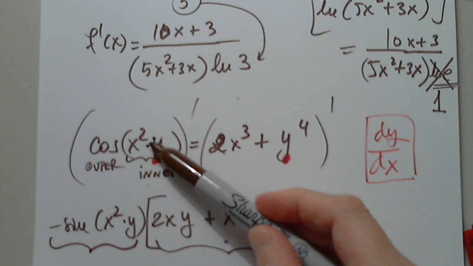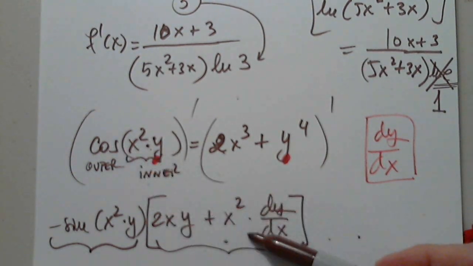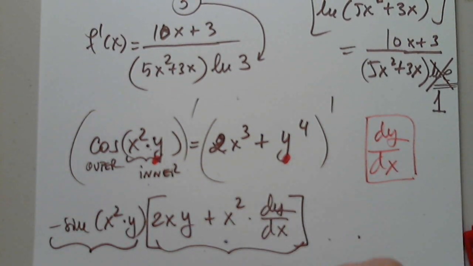Since this is a product, I differentiate the first function, I copy the second one, plus I copy the first, differentiate the second. It's the product rule. Is that okay so far? Everyone else, Tom, Landon, is this okay so far? Let me know if you have questions.